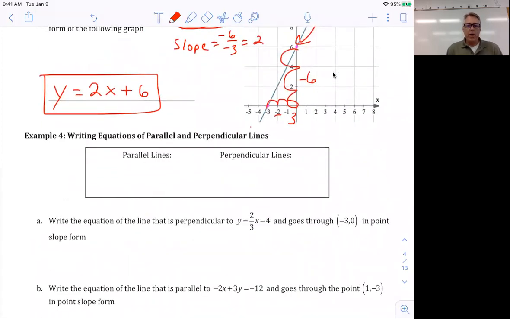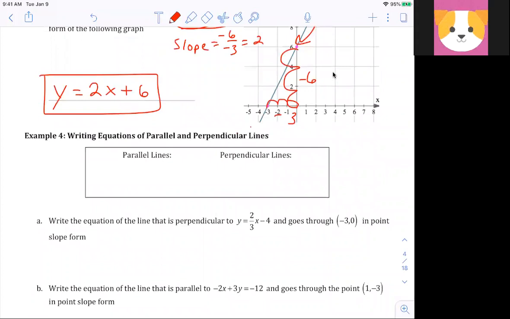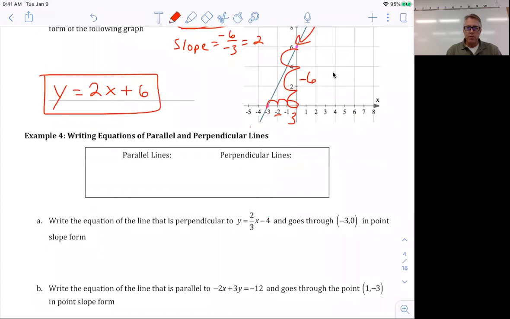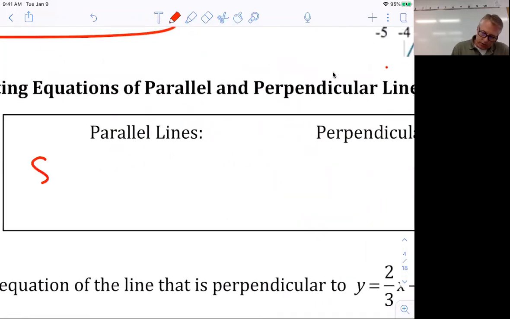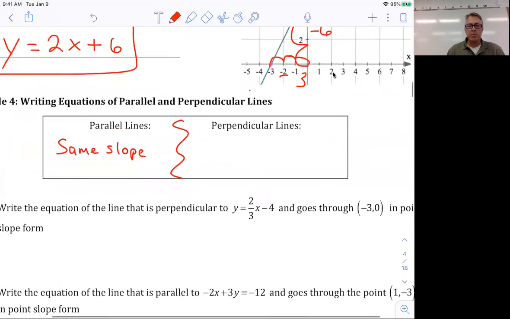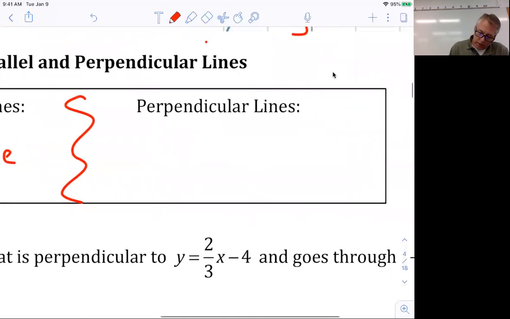So if we have more than one line on a graph, oftentimes they cross each other or intersect, but sometimes they don't. Sometimes if they don't intersect, that means they are parallel lines. So in parallel lines, that means you have the same slope. Lines that are parallel have the same slope, as opposed to lines that are perpendicular. Now, perpendicular, remember, means they intersect to make a 90-degree angle. That means the slope is the opposite reciprocal.